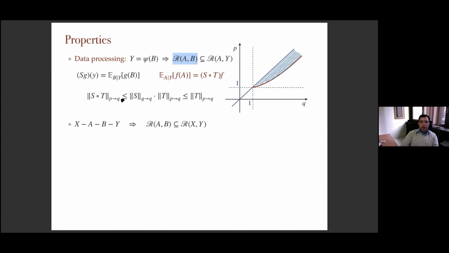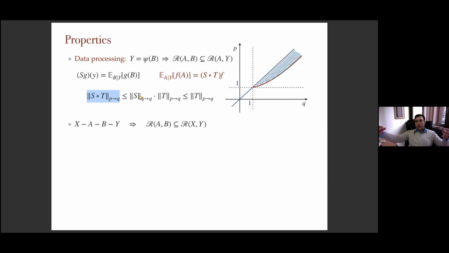And now using this assumption, I want to prove some upper bound on the unconditional expectation from A to Y, which is this composition of these two maps. And what's this one? Well, this is some standard computation when you manipulate these kinds of norms. The P to Q norm is at most the P to Q norm of T times the Q to Q norm of S. So think of three spaces. This is my starting space, this middle space, and this last space.